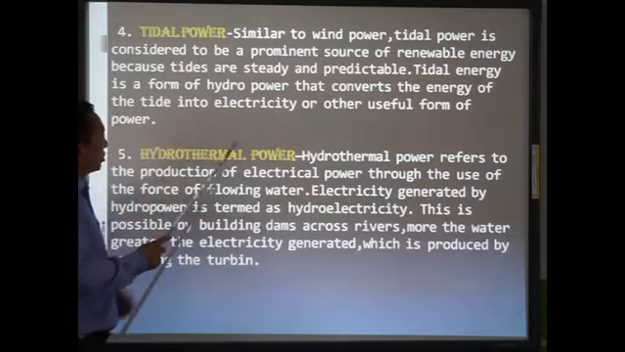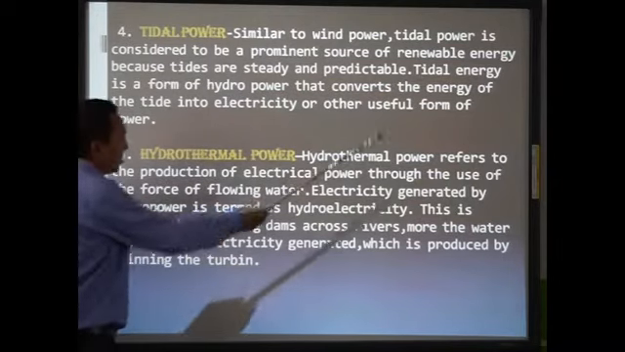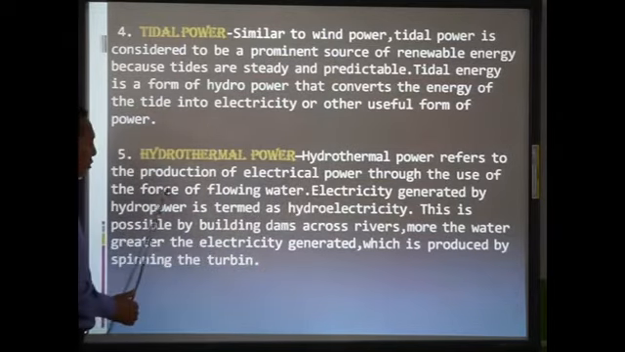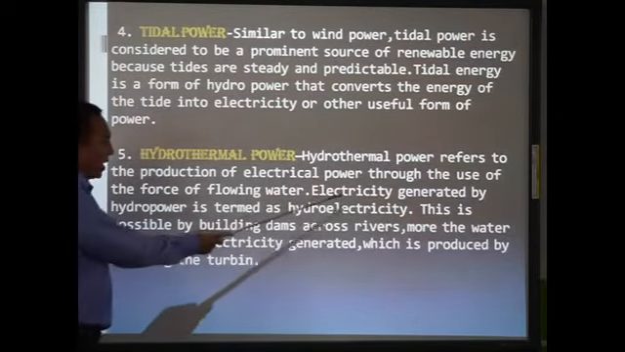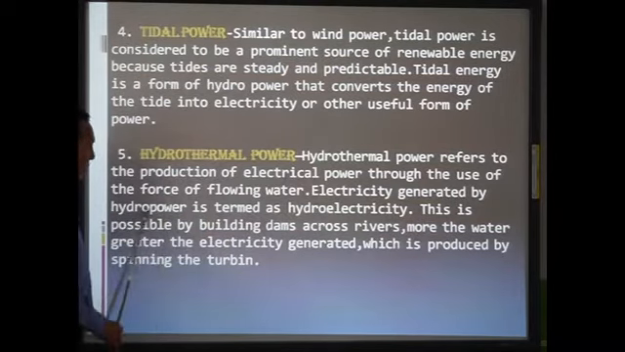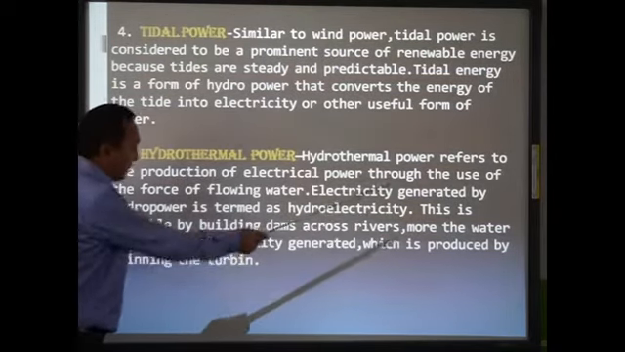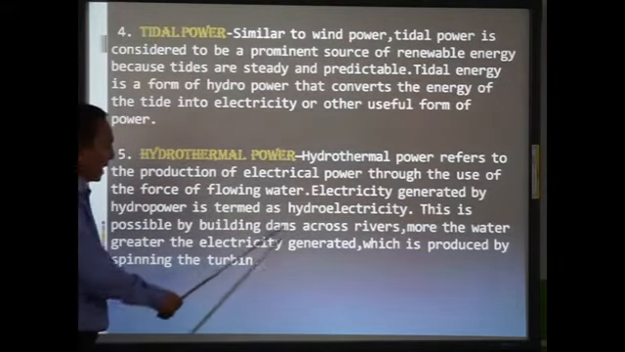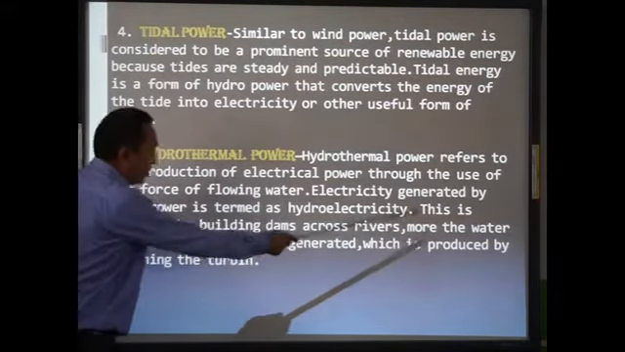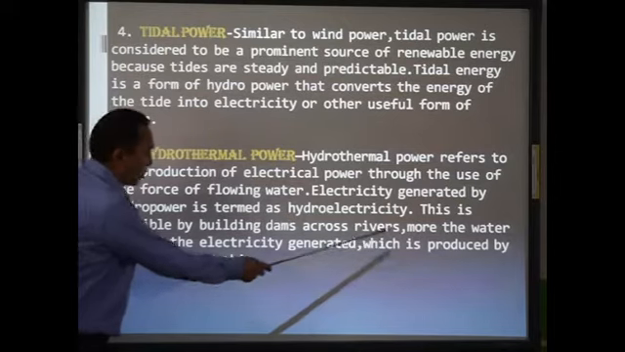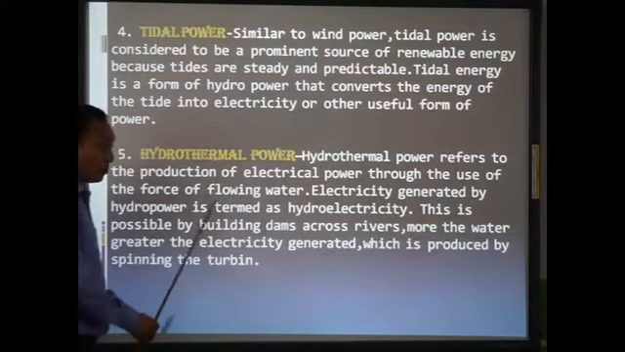Next one, let's see hydrothermal power. Hydrothermal power refers to the production of electrical power through the use of the force of flowing water. Electricity generated by hydropower is termed hydroelectricity. This is possible by building dams across rivers. The more the water, the greater the electricity generated, which is produced by spinning the turbine.